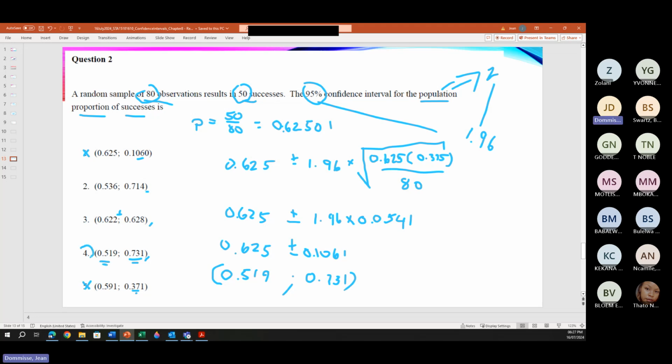So it is option 5. Sorry, option 4. So again, option 5, they messed it up a bit. So instead of 519, they made it 591. And the same with 0731, they changed it up again. So again, just when you read it, be careful, but we have eliminated option 5 actually, because you can't have an upper confidence limit that is smaller than the lower confidence limit. So that is in any case wrong from the start.